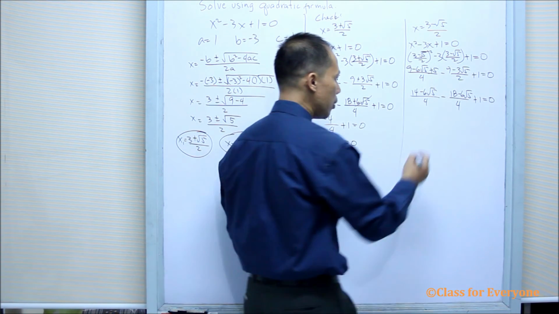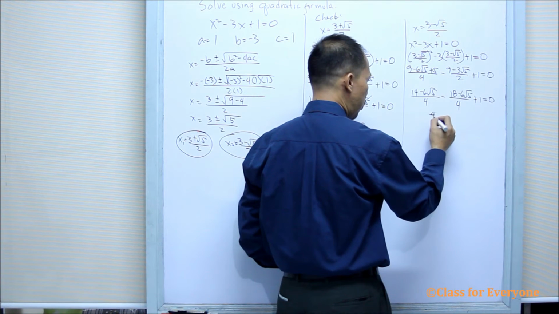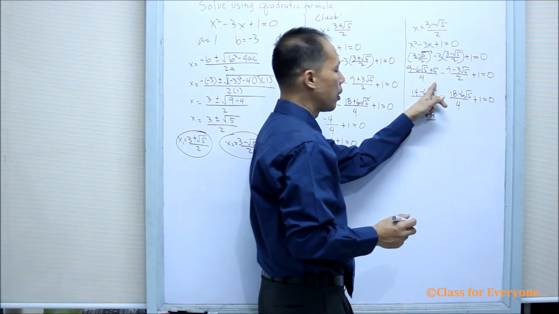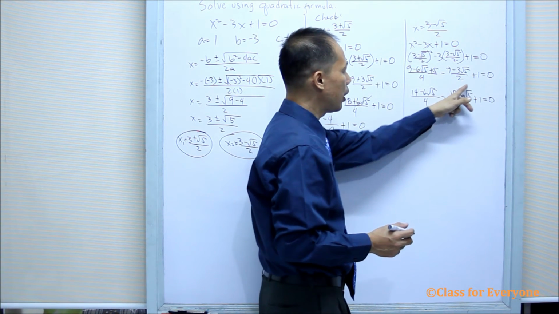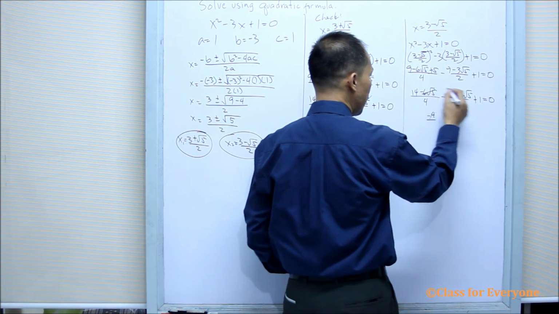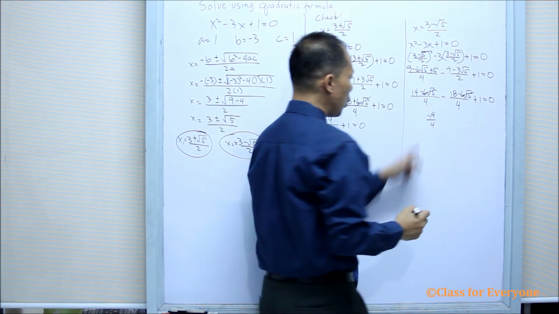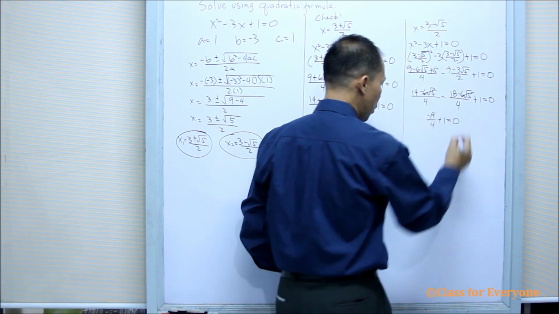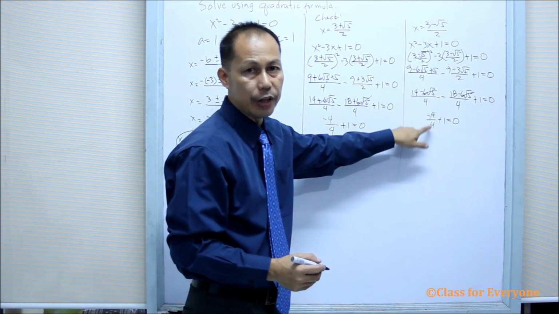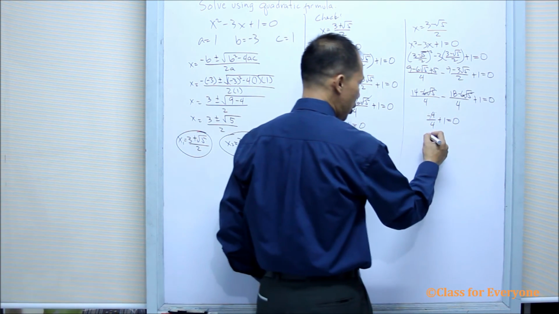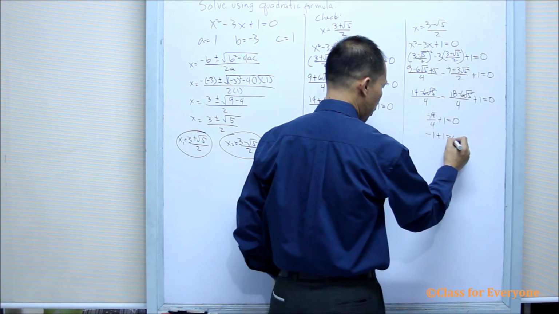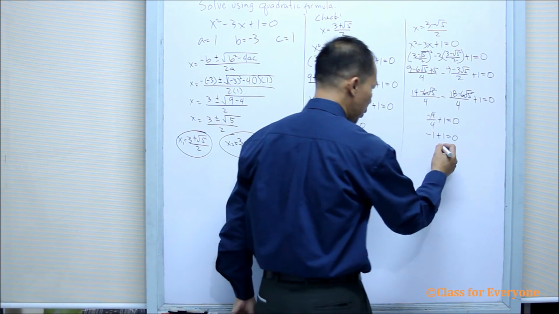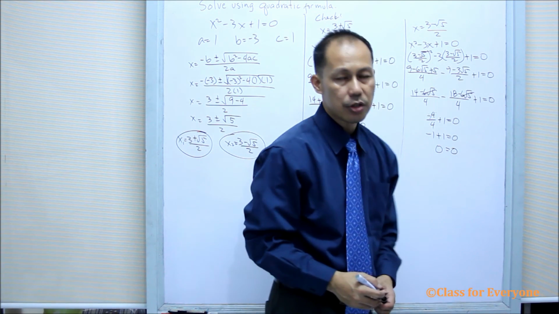14 minus 18 will have a negative 4. And then negative 6 times the square root of 5 minus negative 6 times the square root of 5 will have a 0. So the numerator is negative 4 over 4 plus 1 equals 0. Negative 4 divided by 4 is equal to negative 1, plus 1 equals 0. And the sum of negative 1 and positive 1 is 0, so 0 equals 0.